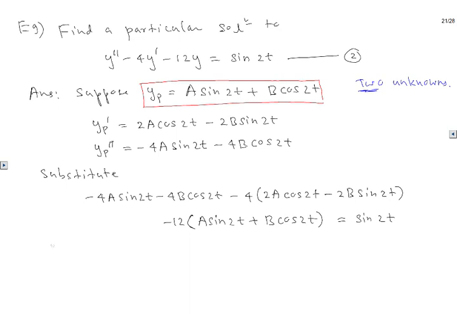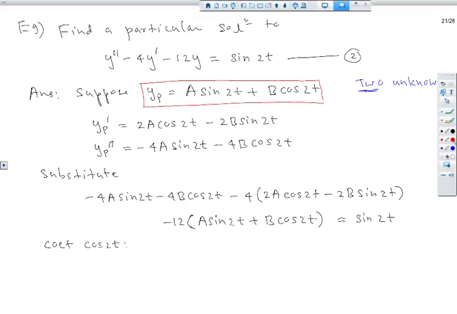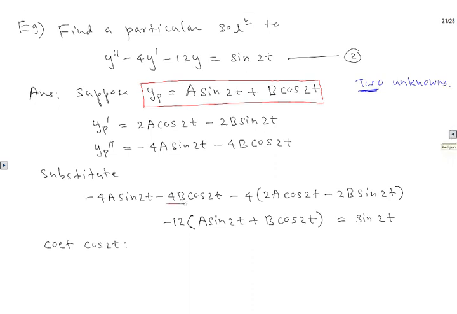So the coefficient of cosine 2t, it doesn't matter which one first, because they are linearly independent. What is the coefficient of cosine? How do we get the cosine term? You're going to get a negative 4b. I'm going to write that in red. That is a cosine term. This is a cosine term.